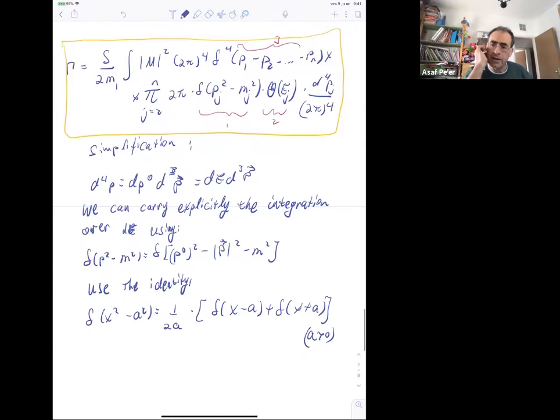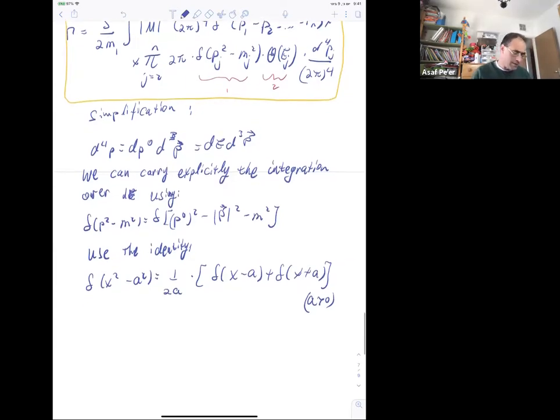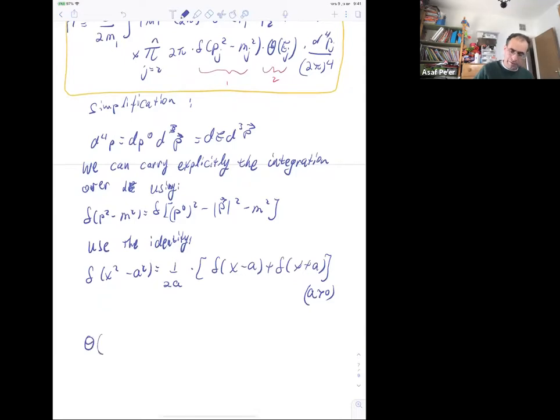So again, this is a mathematical identity of a delta function. Open your favorite mathematical handbook text and you'll find it there. And then we have this multiplication of delta times theta. So we have theta of Ej. So Ej is just P0. I'm omitting for the calculation the j index, right? Times delta of P zero squared minus P vector squared minus M squared.